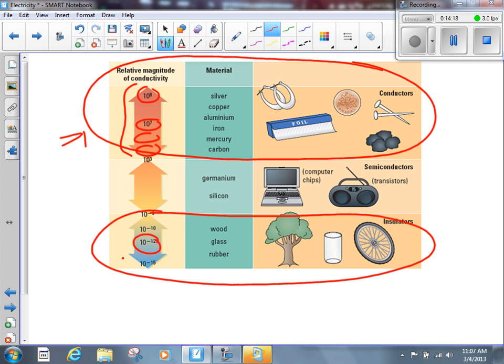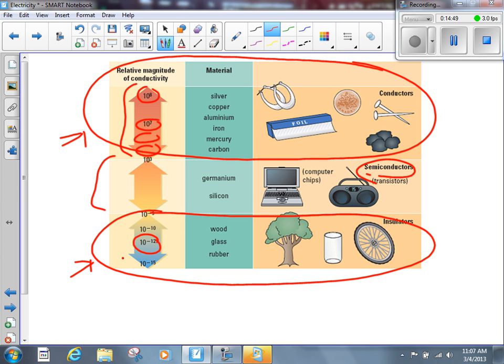What do you notice about these? Well, they don't so much have things in common other than what they're not. They're not metals. You don't see metals down here in the insulator category because metals lose their electrons easily. These things in the middle, 10 to the minus 9 to 10 to the 3, they're kind of like conductors. They're kind of like insulators. We call them semiconductors. You've heard that term before, a semiconductor.